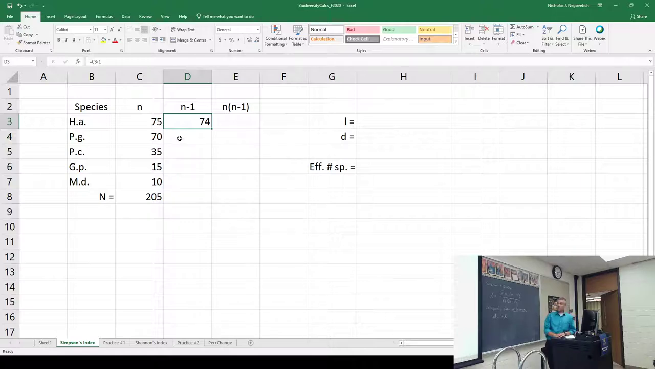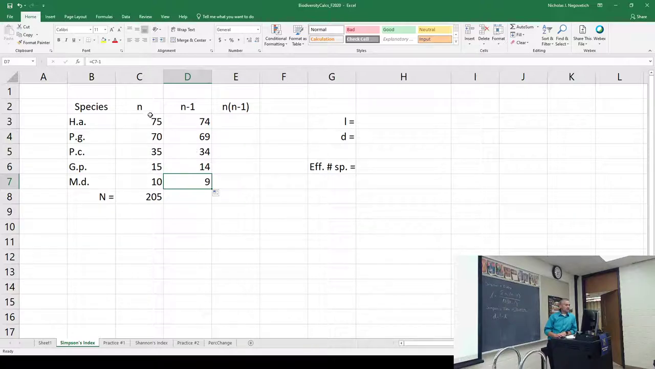Now, I can go through and write the formula for each of those, but why would I do that? Why not take advantage of the fill function? Notice how my cursor changes from a thick plus to a thin plus. Once I get that thin plus, I left click and hold, and drag down to fill that formula in our column. Each time, you can see up at the formula bar, it just changes the reference.